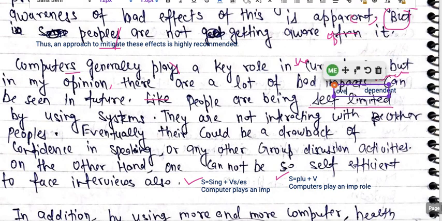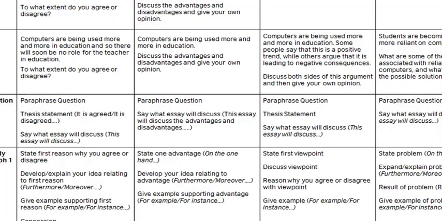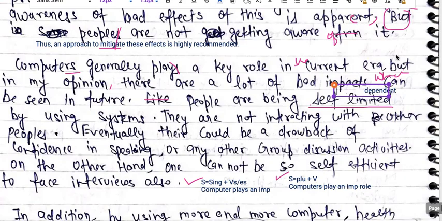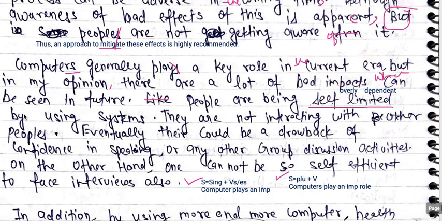Because this is a problem. But you had to give reasons, you had to give problems. Let me see. Problems. Okay. Overly dependent, people become overly dependent on systems. Okay, meaning they don't know anything else apart from using systems. They are not interacting with other people. People is already plural, so we don't need to write an S with people. Eventually, put a comma after that.